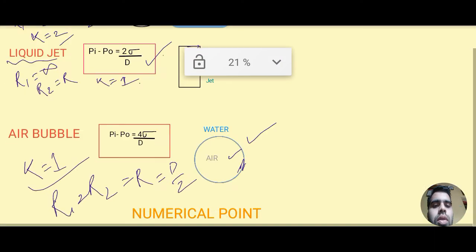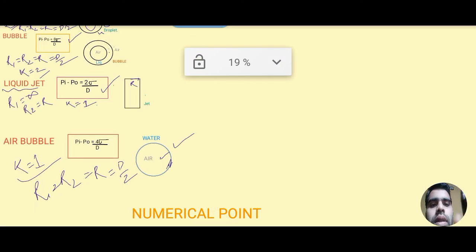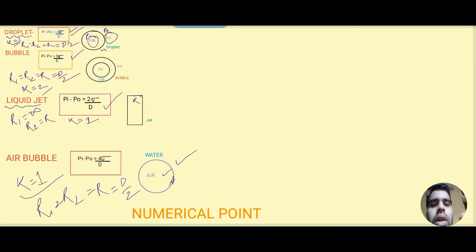So these are the four applications of the Young-Laplace equation. You just need to remember these values. For a droplet, 4 sigma by D. For a bubble, 8 sigma by D. For a liquid jet, it is 2 sigma by D, and for an air bubble, it is again 4 sigma by D.